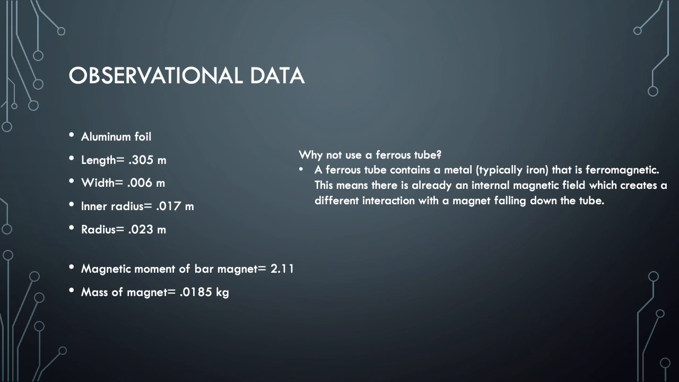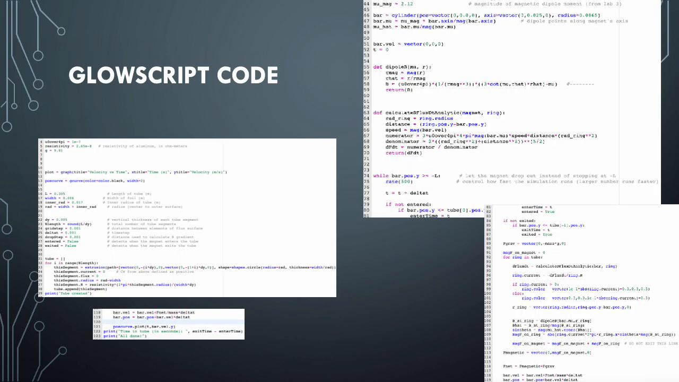0.0185 kilograms. Now for a quick lab question, why not use a ferrous tube? And the reason being, a ferrous tube contains a metal, typically iron, that is ferromagnetic, which means there is already an internal magnetic field, which creates a different interaction with the magnet falling through the tube. And here we have just all of the GlowScript code that went into this lab.